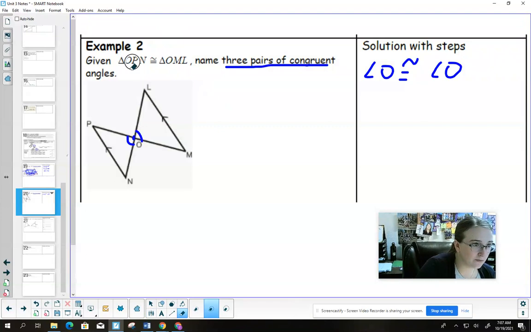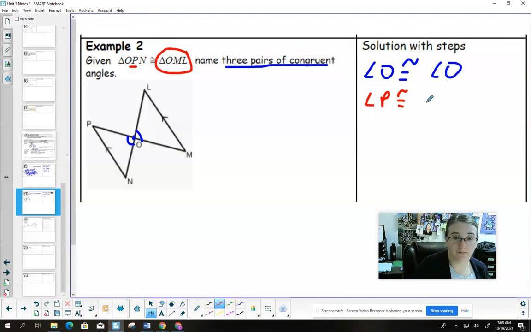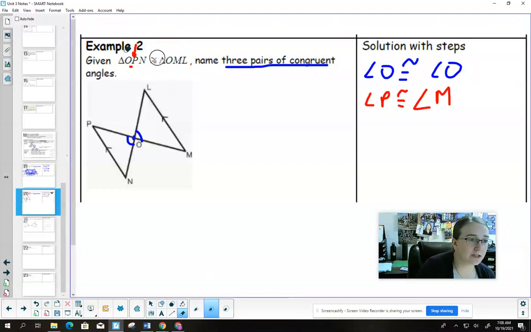So same thing here. I'm not even looking at the picture. Angle P is the next angle. Based off of the statement, what angle is it going to be congruent to over here? Angle M. Second letter, second letter. It has to, right? We have to write this properly so we're communicating properly in math. We have to know what we're talking about.